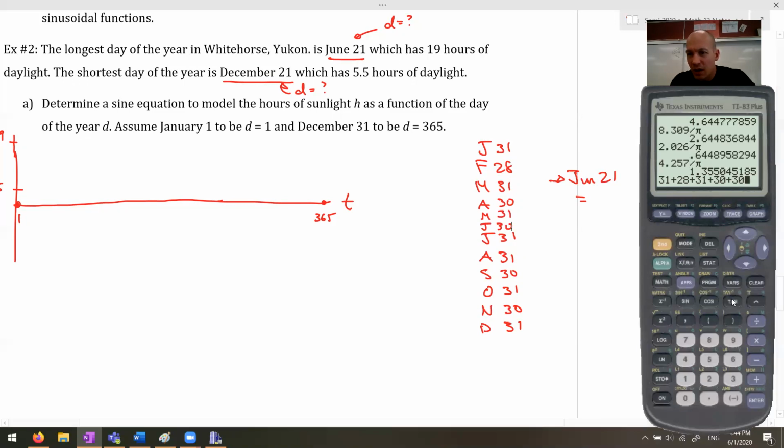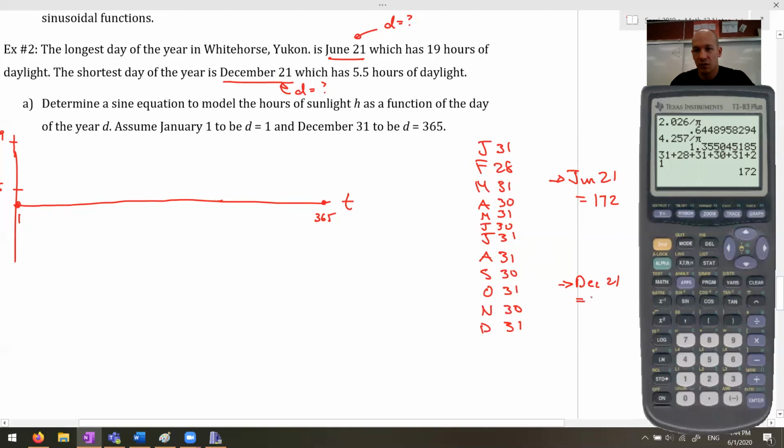Okay, so let's just go back. May is 31, and then finally June is 21. So if you actually work this all out on a calculator, I believe June 21st is the 172nd day of the year. And if you want to work out December, we could keep on adding, but you know what I'm going to do? If December 31st corresponds with 365, then that means December 21st is going to correspond to 355.